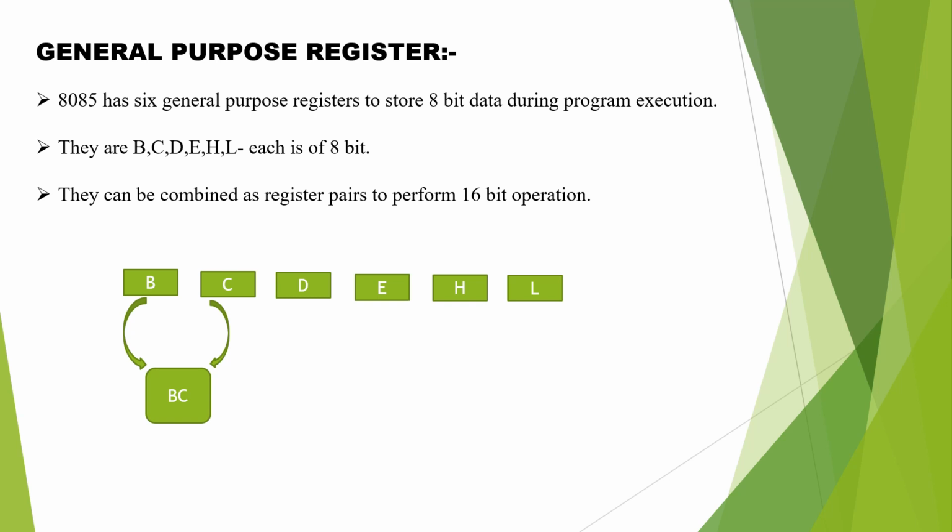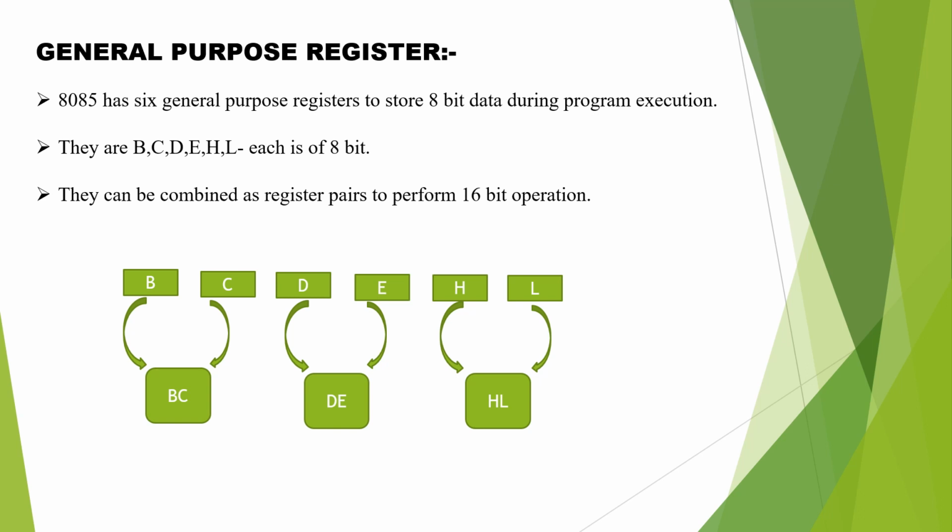They form together the 16-bit BC register pair, where C will be the lower order register and B will be the higher order register. Similarly, we combine D, the higher order register, with E, the lower order register, each of 8 bits, to form a 16-bit register pair, that is DE. Similarly, we go with H, which is the higher order register, and L, which is the lower order register. We combine these registers to form the HL register pair, which is 16-bit.